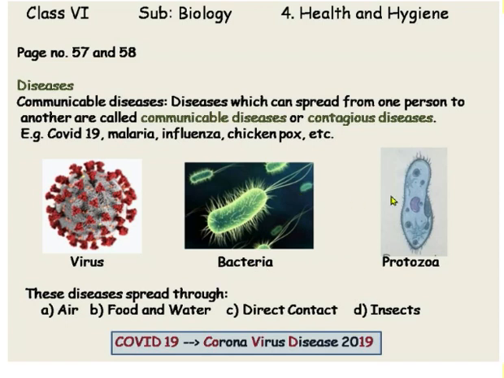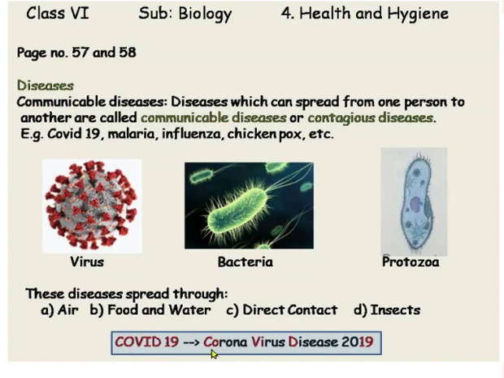Now, how do these germs, these microorganisms, spread from one person to another and cause disease? They spread through air, food and water, direct contact, and insects. We will discuss their modes of transmission one by one, but before that, let us discuss how the disease COVID-19 got its name.